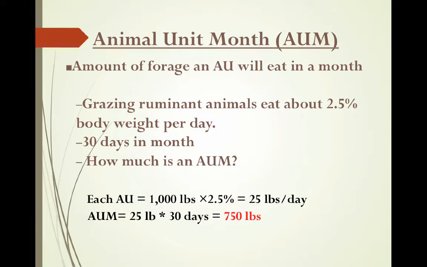Okay, there's 30 days in a month, so that animal unit month equals 1,000 pounds of grazing animal times 2.5%. So she's going to eat 25 pounds of dry matter per day. Okay, so keep in mind that's dry matter. And then to get that into AUM units, you would take that 25 pounds of dry matter and multiply it times the 30 days in the month. So an animal unit month really equals 750 pounds of dry matter.